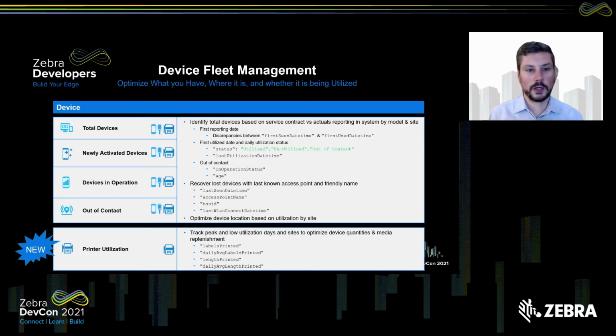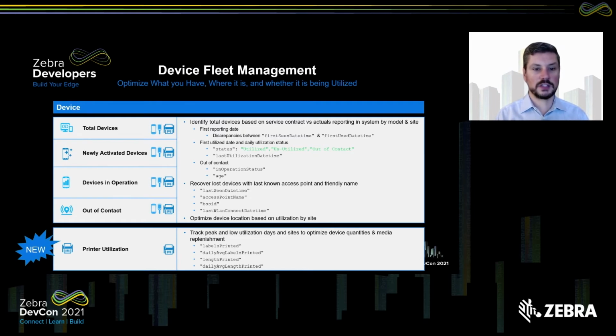So another piece we want to look at, sometimes just a basic view into how many devices do I have, where are they at, and are they being used, or are they connected and lost? So some of these pieces are pretty core to our customers, but when we start looking at customers with hundreds, thousands of devices globally deployed, it becomes very challenging to manage that. That's where our total devices in operation and out of contact really come into play.